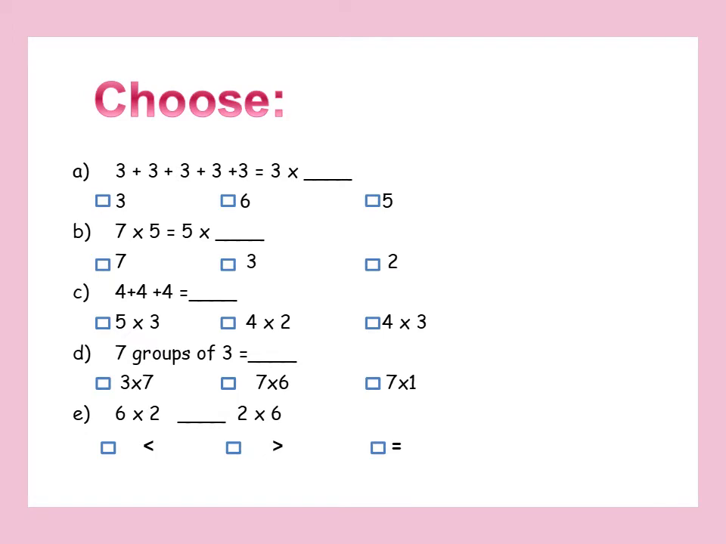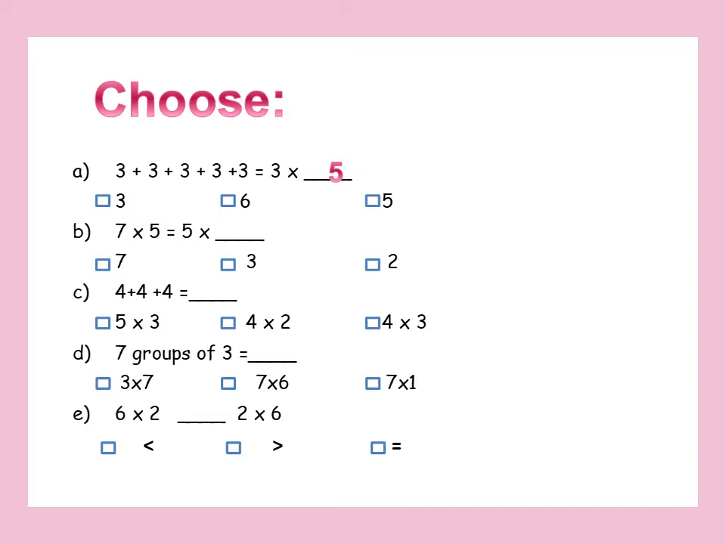Wake up. Now we go to the multiply. Do you remember the multiply? The tables? Okay, the first question, choose. We have here 3 repeated 5 times. We add 3 5 times. So it will be 3 by what? 3 by 5. Excellent.